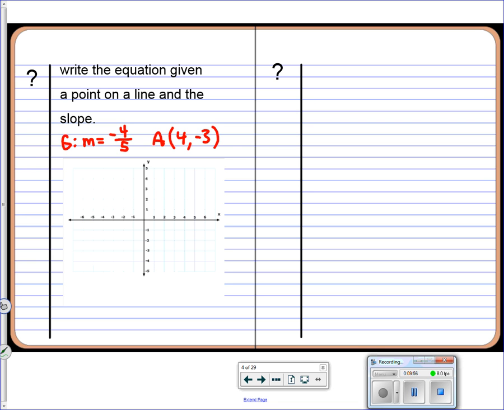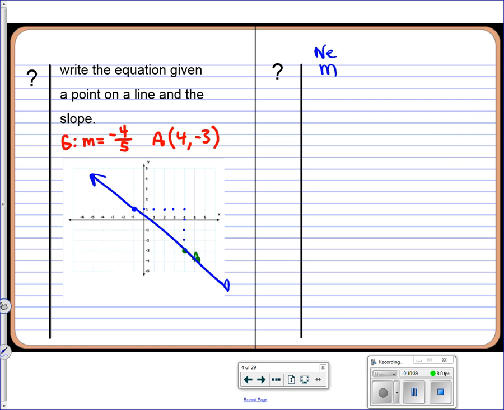Here's one of the I can statements that says I can write the equation given a point on a line and the slope. Basically this is asking me to find a line and write the equation of that line that goes through that point A and has a slope of -4/5. I can draw that. I just go up 4, 1, 2, 3, 4, and I need a negative slope, so I'll move to the left 5, 1, 2, 3, 4, 5. Here is the picture of the line that I need, but it doesn't tell me the equation of the line. Going back, I need to know the slope.